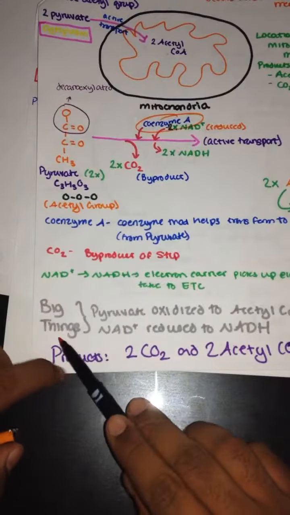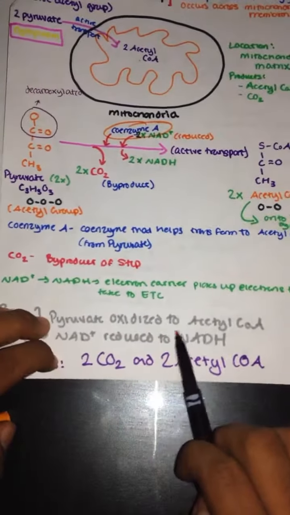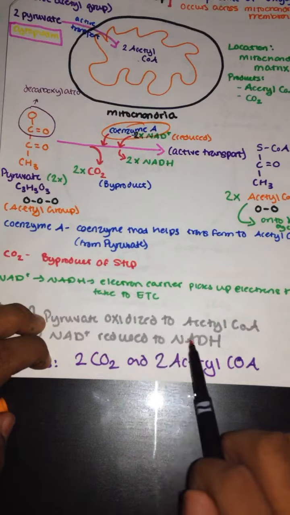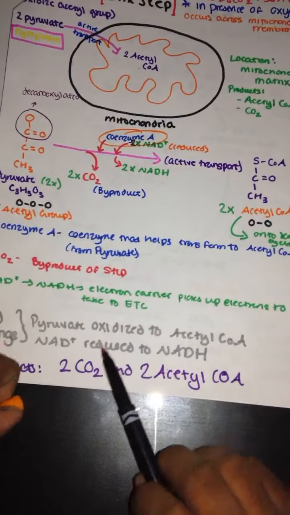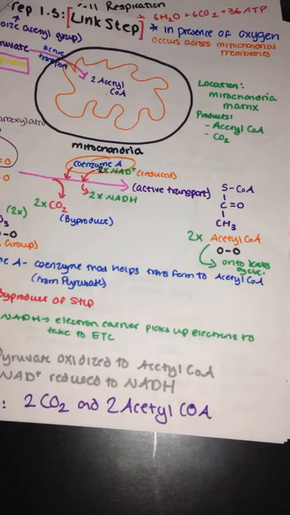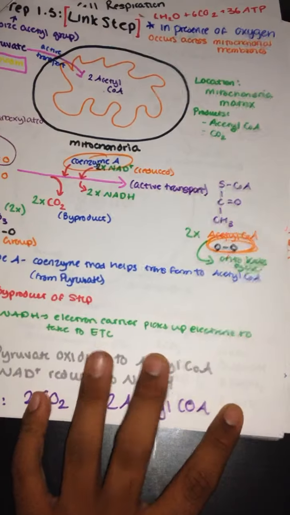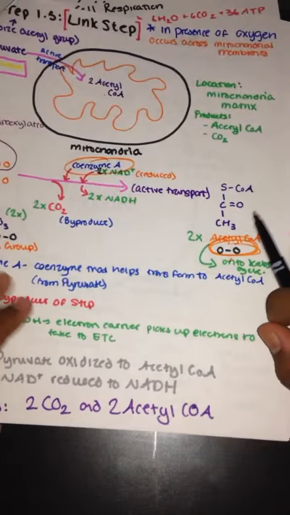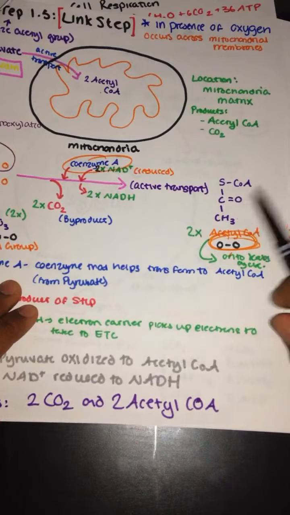And the big things you need to remember from the link step is that pyruvate is oxidized to acetyl-CoA and NAD plus is reduced to NADH. So your products will be 2 CO2, which is the byproduct, which is right here, and the 2 acetyl-CoA, which is shown here. And you need to know that acetyl-CoA is a 2-carbon sugar. That's really important. Okay, now what happens is that this acetyl-CoA goes on to the Krebs cycle.